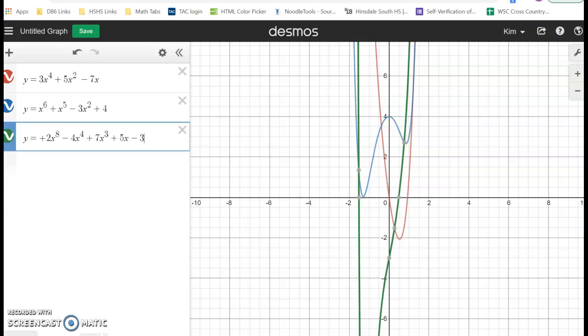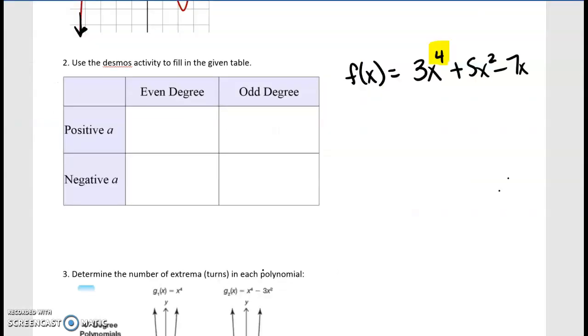But the same thing as the blue and the red, both ends end up pointing up. So what can I say about an even degree polynomial that has a positive lead coefficient? I know that if it's even degree and it has a positive coefficient, in all the polynomials that I graph, both ends are going to rise.